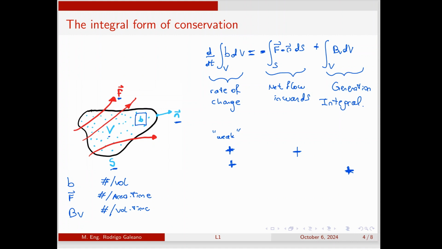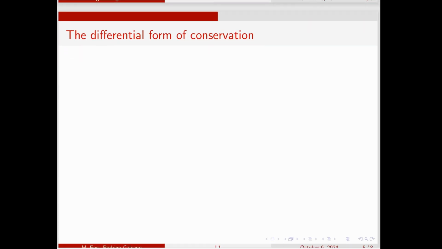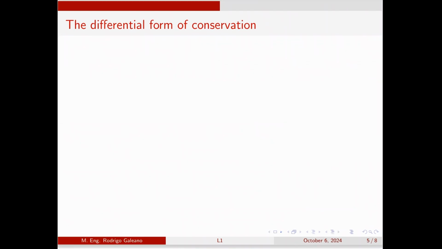Now, there is another way in which we can write this integral form, which is stronger, and it is called the differential form of conservation. So let me write first what we had before. The integral form was d/dt of the integral of v over the volume. Let me write this on the left-hand side, the surface integral plus F dot n integrated over the surface, okay?